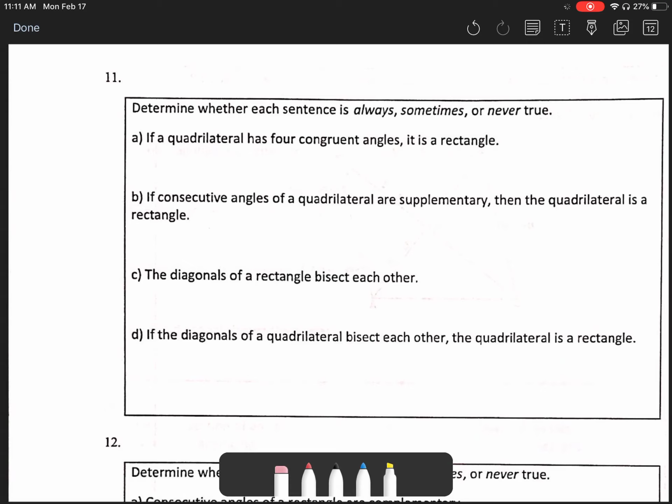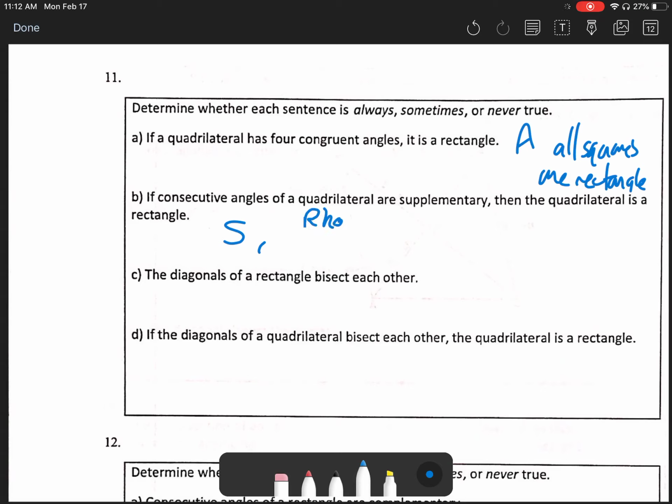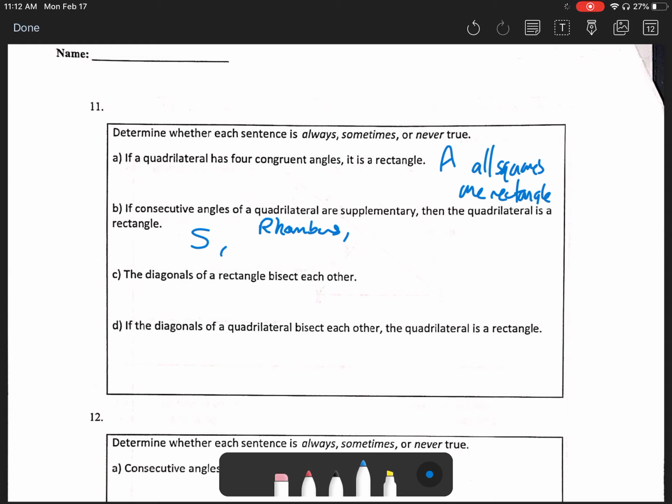Quadrilateral has 4 congruent angles. It is a rectangle. To start off with, this is actually always true. The reason why is all squares are rectangles. It can be a specific type of rectangle, but since a square is a type of rectangle, that is true. If consecutive angles of a quadrilateral are supplementary, then the quadrilateral is a rectangle. That's only sometimes true because this is also true for a rhombus, and the only time a rhombus is a rectangle is when it's a square.